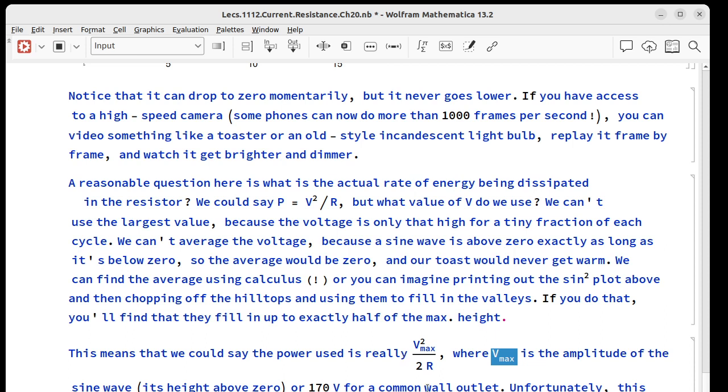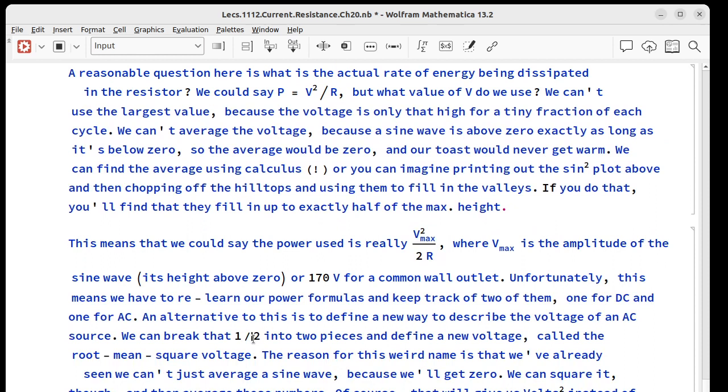Unfortunately, now we have two power formulas. We've got V squared over R for a battery and Vmax squared over 2R for the wall. And that's kind of a pain. A way to get around this is to come up with a new kind of voltage measurement instead of just looking at the peak. It's going to have this weird name, reflecting the fact that we're going to split this factor of 1/2 into two pieces. We're going to call it the root mean square voltage.